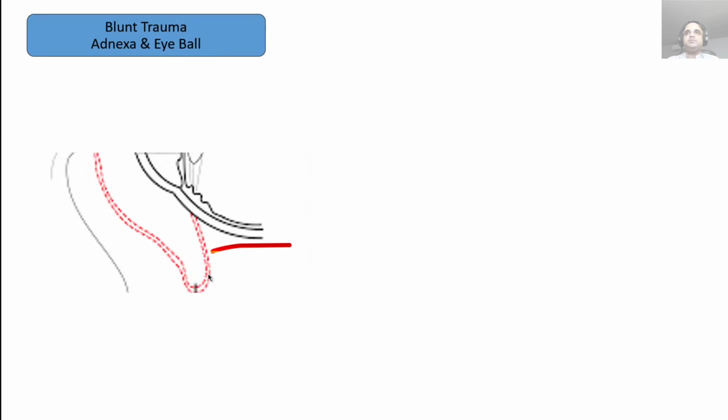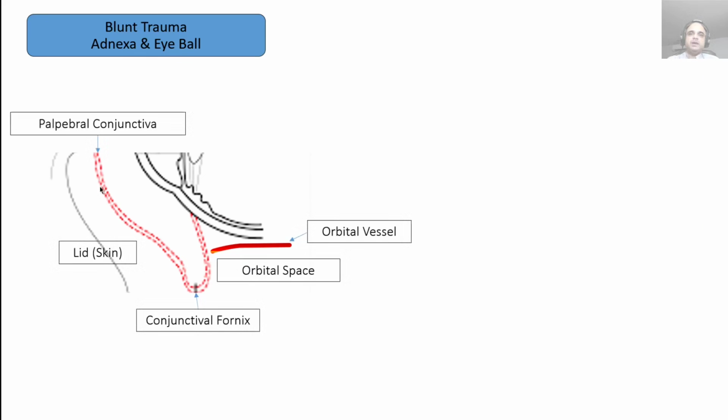So this is just a very small animation showing you what I mean when I say where the hemorrhage is coming from. So this is the conjunctiva. This is the conjunctival fornix. This is going to be the bulbar conjunctiva, and this is the palpebral conjunctiva. This is the lower lid. And this is an orbital vessel. So I've labeled this as well.